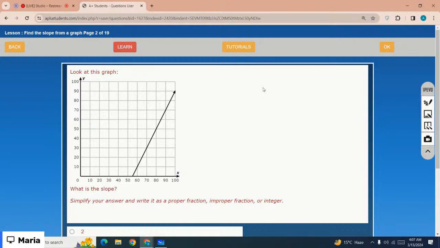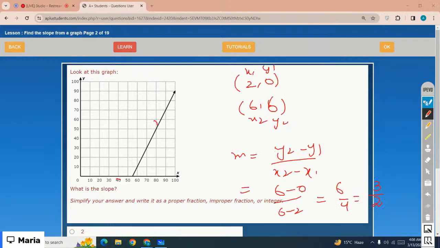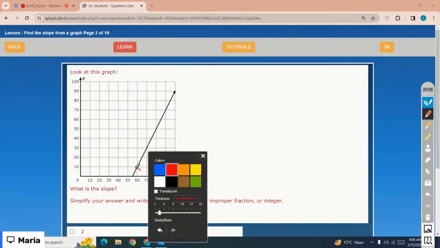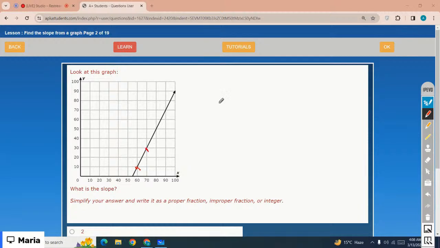Look at this graph, find the slope. So let's just select any 2 points on the graph and find the slope. This is the first one and this is the second point. So for this point, the coordinates are x is 60, y is 10. So 60 and 10. And for this one, x is 70, y is 30. This is x1, y1 and this is x2, y2.